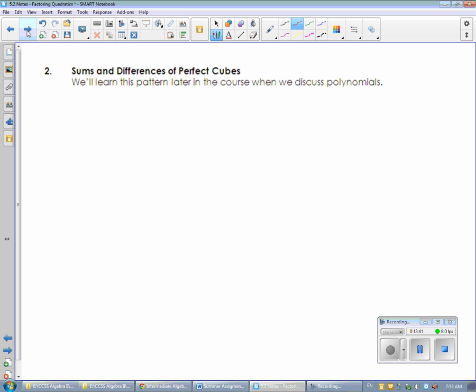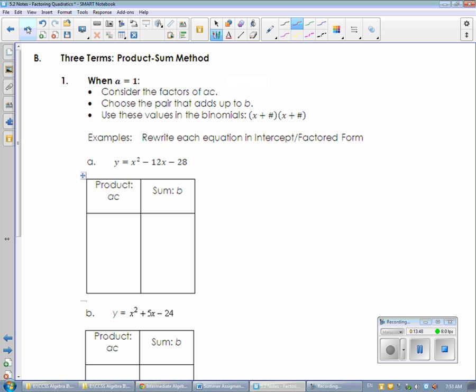We also have a property for sums and differences of perfect cubes, but that's something that you'll learn in Algebra 2, so I'm going to skip that for now. And I'm going to jump to expressions that involve 3 terms. These are trinomials. And so we're going to first look at trinomials where that leading coefficient is 1.